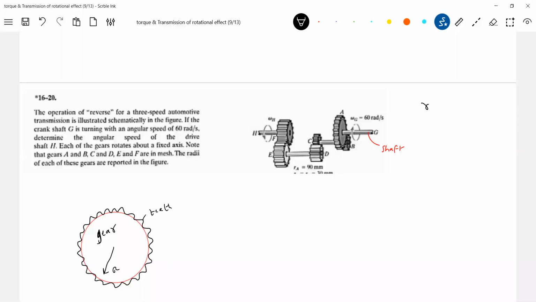So I'll give all the radii. RA will be 90 millimeter. RB equal to 30 millimeter. RD is equal to 50 millimeter. RE equal to 70 millimeter. And RF or RH, this should be 60 millimeter.